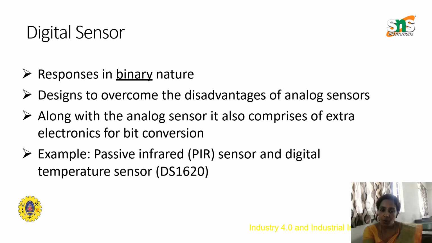Along with the analog sensor, it also comprises extra electronics for bit conversion. The main examples are the passive infrared sensor, the PIR sensor, and the digital temperature sensor. The digital temperature sensor we can find in hospitals nowadays. And the passive infrared sensor is used for door open, door close operation. When the output is one, the door opens on detecting the presence of human beings. When nobody is there, the output signal is zero and the door closes. That is called the passive infrared sensor.